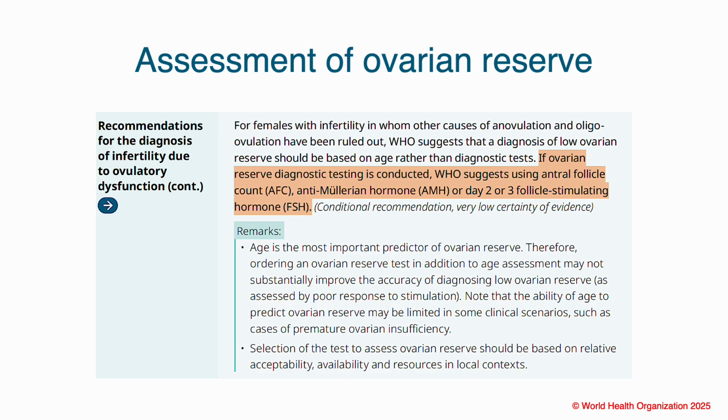Coming on to assessment of ovarian reserve. What can be used is AFC, AMH or day 2 or day 3 FSH. But this FSH we have to do along with the estradiol.